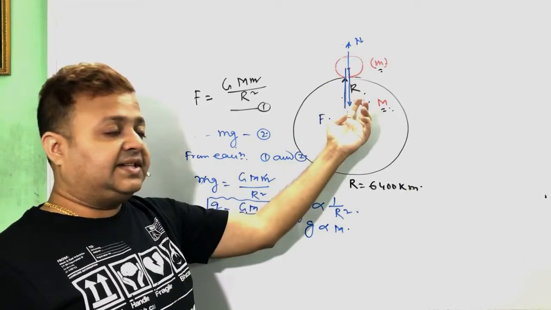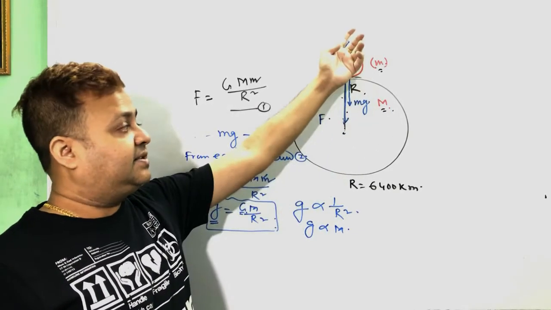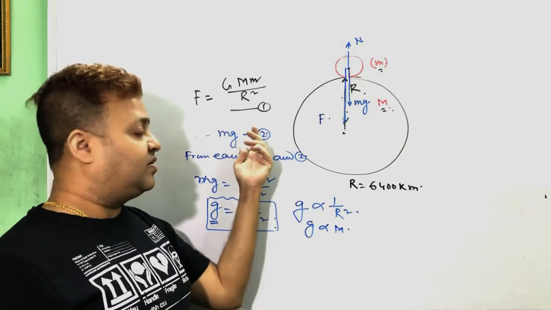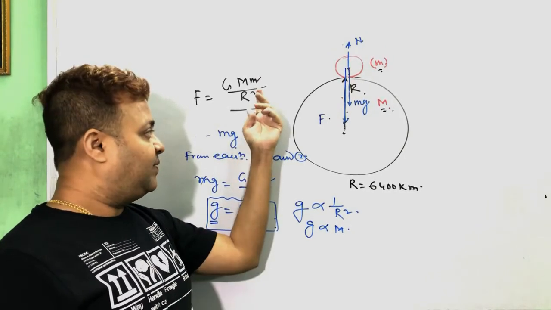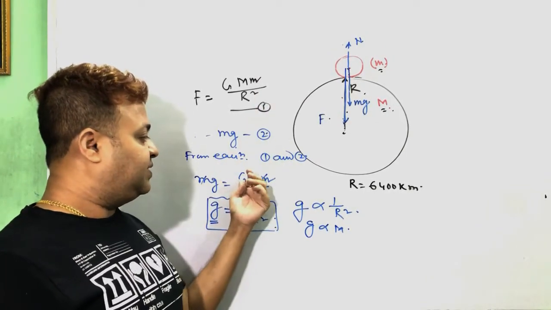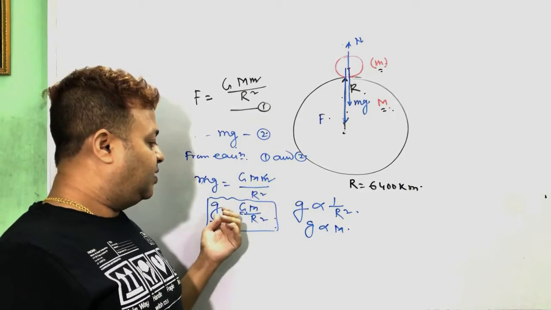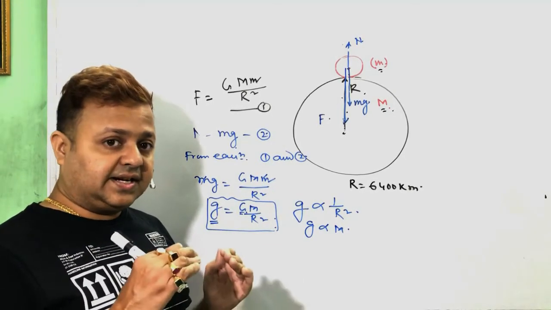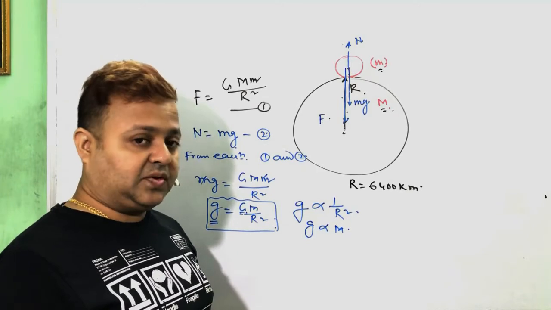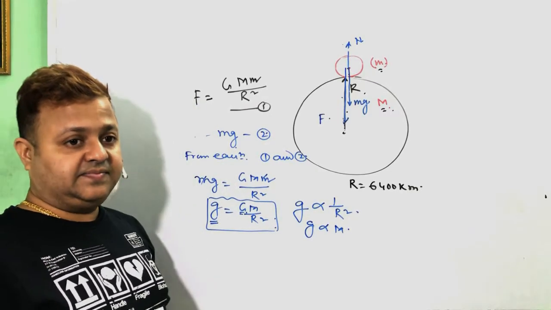Now the weight of the body is directed downward, and that is the normal reaction. So the normal reaction of the body is equal to mg. From equation 1 and 2, mg equals G into capital M small m by R square, or g equals GM by R square, and this is the relation between the acceleration due to gravity and the gravitational constant.